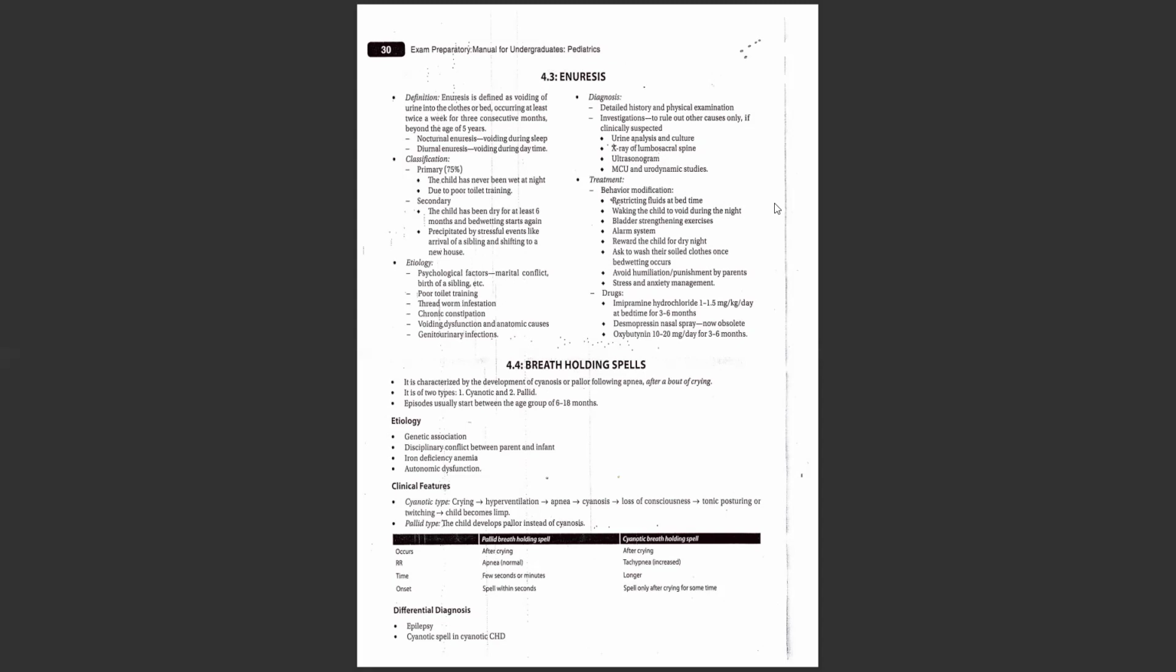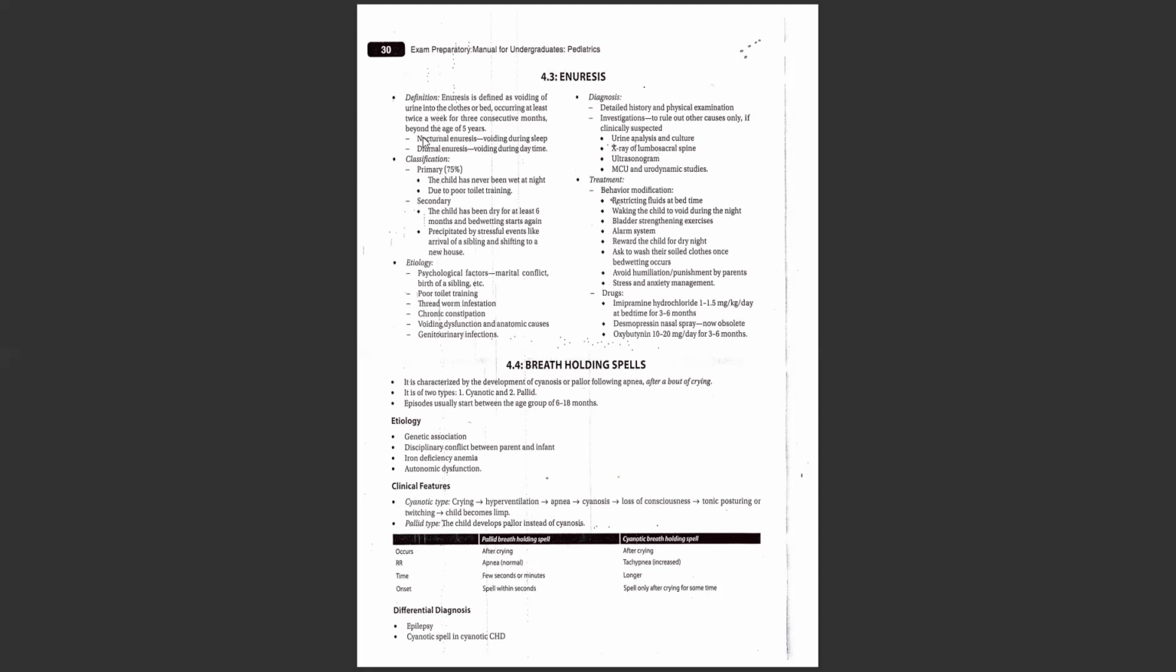Then we use drugs like imipramine hydrochloride 1 to 1.5 milligram per kilogram per day at bedtime for 3 to 6 months continuously. We can also give desmopressin nasal spray, but it is not used now. Then oxybutynin 10 to 20 milligram per day for 3 to 6 months. So these are all about enuresis.